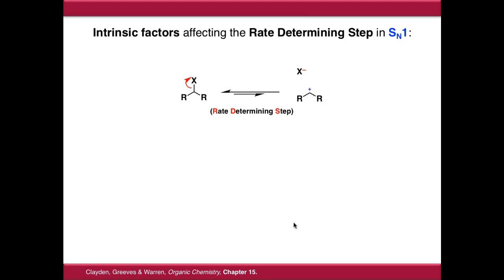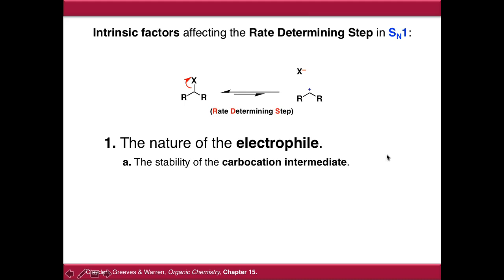So the rate determining step in any reaction is important because it's the one that determines how fast the reaction can go. So factors affecting the rate determining step in an SN1 reaction only involve the electrophile, and the nature of the electrophile determines how fast the rate determining step goes and therefore how fast the reaction goes overall. Now we can break down this nature of the electrophile category into two different subcategories. So the nature of the electrophile involves the stability of the carbocation intermediate that we're forming and what we call the leaving group ability of X, and we'll come on to both of these in turn.